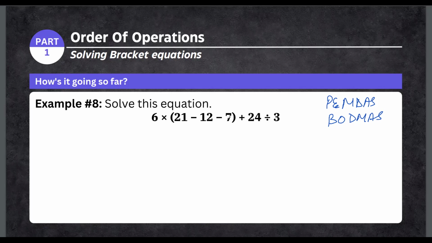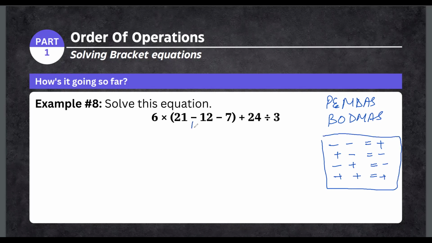Okay, so we have to solve the bracket first. So this is a rule. Minus minus is plus, plus minus is minus, minus plus is minus, plus plus is plus. So this is the rule which you need to follow. Here we have minus minus, so we need to add, as I told you, minus minus plus.